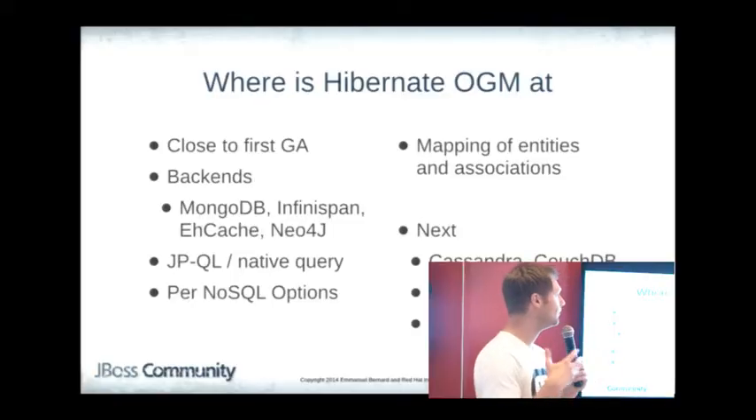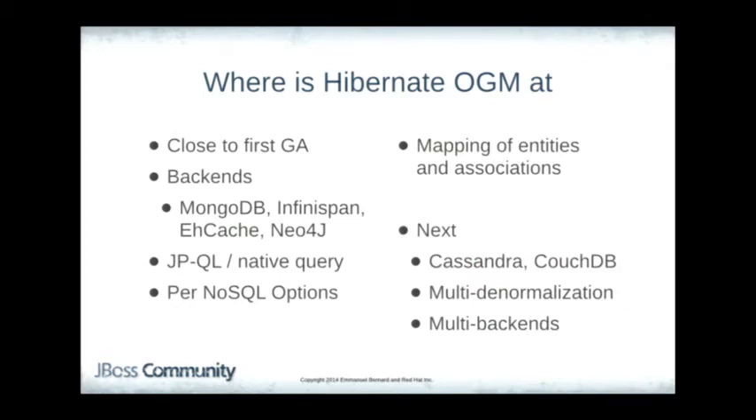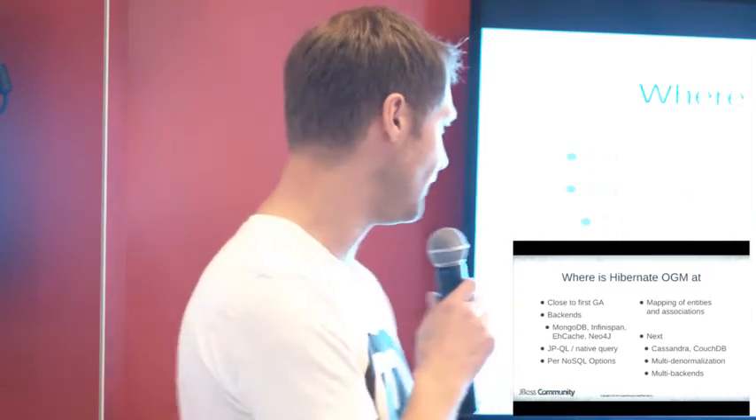So I did talk pretty much in abstract. How did we do it in Hibernate OGM? So first of all, we are very close to having the first final version of the project. We hopefully should have GA in a month and a half. The backends we support are MongoDB, Infinispan, EHCache, and Neo4j. So a graph database, two key-value stores, one of which is more of a data grid, and MongoDB, which is the document store. Those we're very confident in. We worked hard to find the best mapping possible, so we're confident we will support them in the future without changing the way we map things.